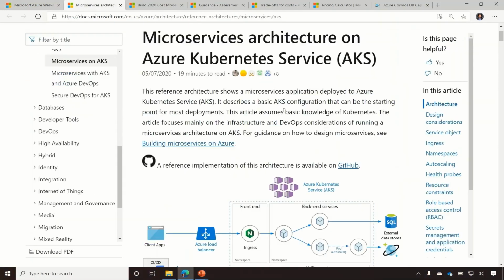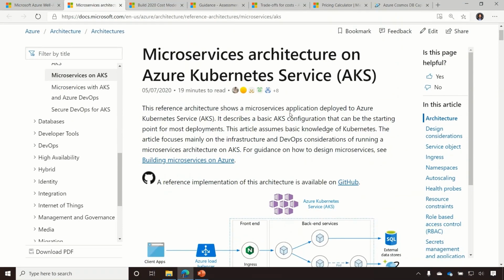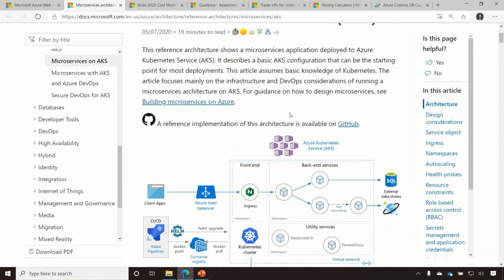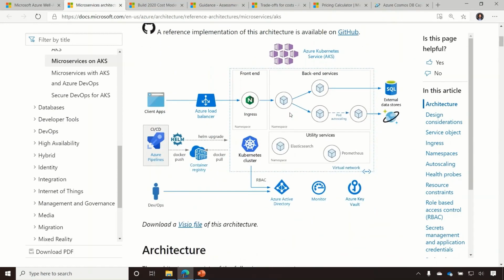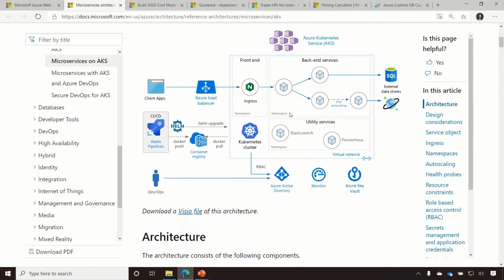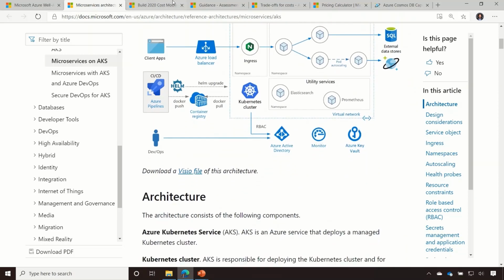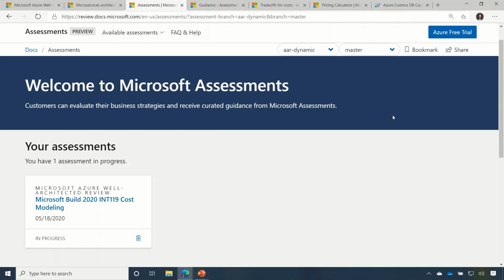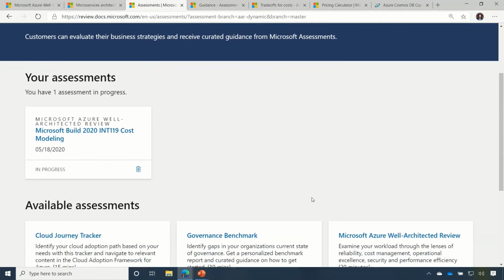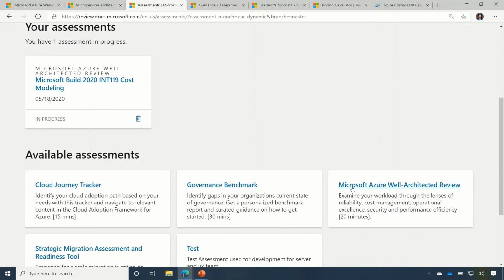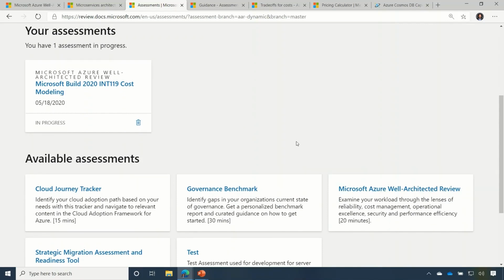My team has published in the Azure Architecture Center and GitHub a reference implementation of the microservices architecture using the Azure Kubernetes service. We will use that architecture as an example for this review. In this architecture, we will focus on the cluster cost and the backend Cosmos DB database for cost modeling. You can begin an assessment review directly from here. This assessment review will help you quickly evaluate your workload to pinpoint opportunities for optimization.